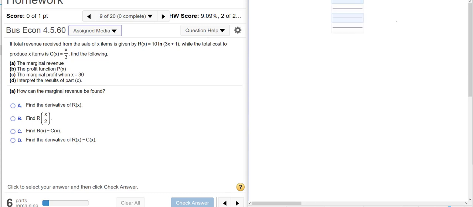Question number 9. If total revenue received from the sale of x items is given by R of x equals 10 natural log of 3x plus 1, while the total cost to produce x items is C of x equals x over 3, find the following: the marginal revenue, the profit function, the marginal profit when x equals 30, and then interpret the results of part C.